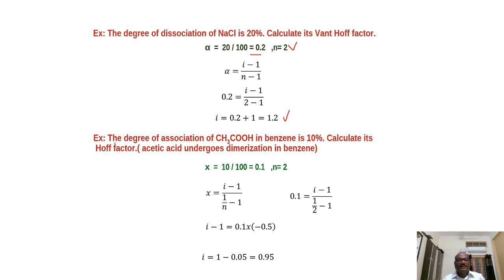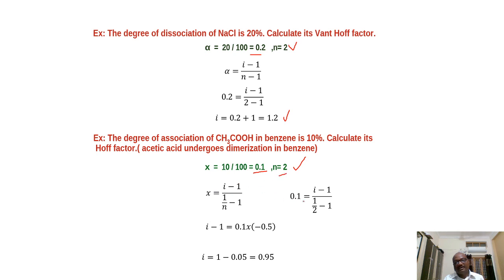Okay, next you see the next question. The degree of association of acetic acid in benzene is 10%. Calculate the Van't Hoff factor. So acetic acid undergoes dimerization in benzene. Yes, x is equal to 10%, means 10 by 100 is 0.1. Dimerization, it is n is equal to 2. Now what is the formula that gives a relationship between the degree of association and the Van't Hoff factor? x is equal to i minus 1 by n minus 1. So x is equal to 0.1 you are substituting, n is equal to 2 you are substituting, so that you are calculating the value of i.